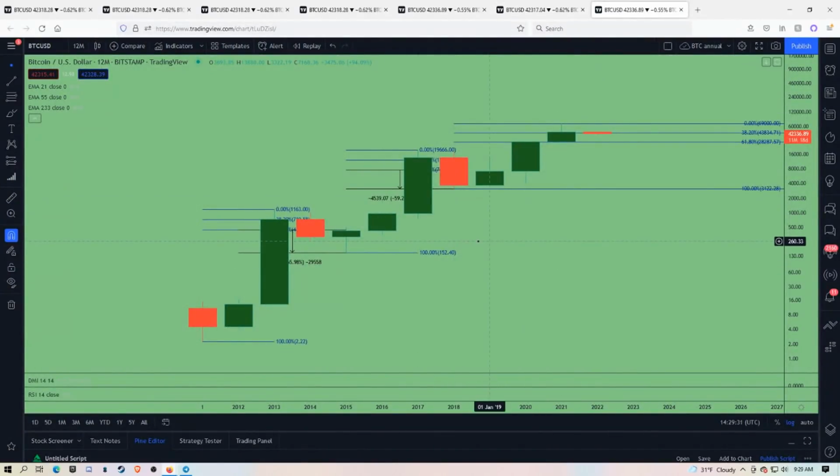I actually threw the annual on here, which I thought was interesting. Yeah. And one of the lines in the sand, of course, is this 28K area, right?